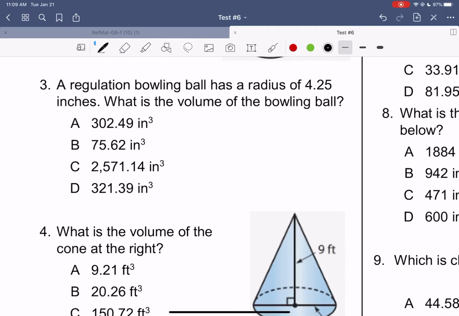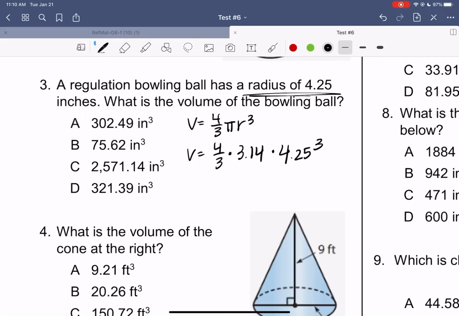Moving to number 3, we have a bowling ball. So this is also going to be a sphere. V equals 4/3 pi radius cubed. V equals 4/3 times 3.14 times our radius, which they told us here is 4.25 cubed. So you should be able to get an answer there.